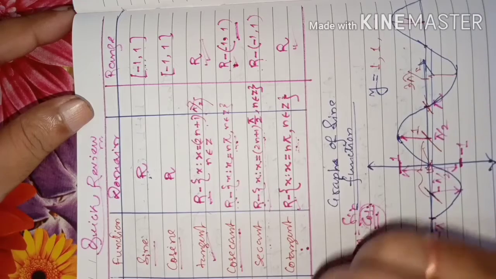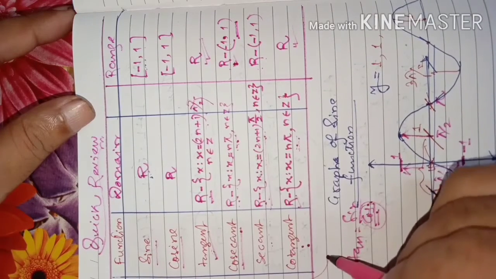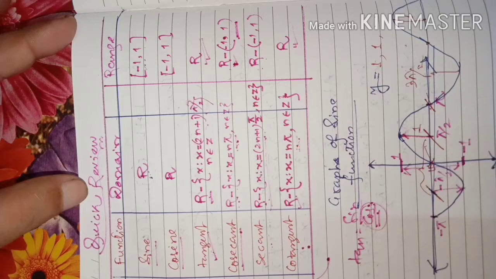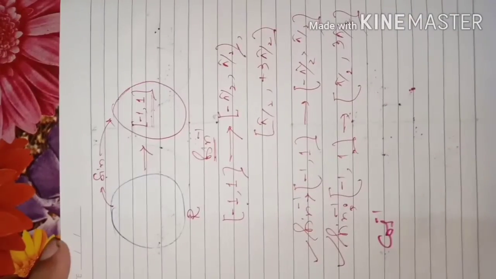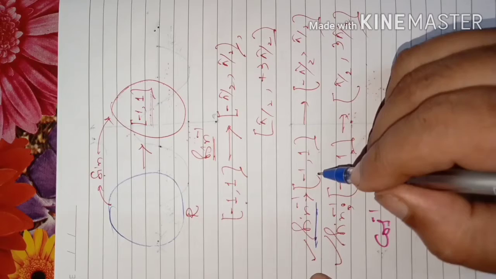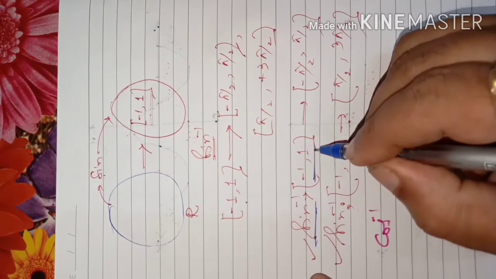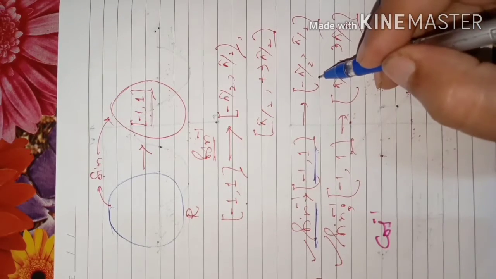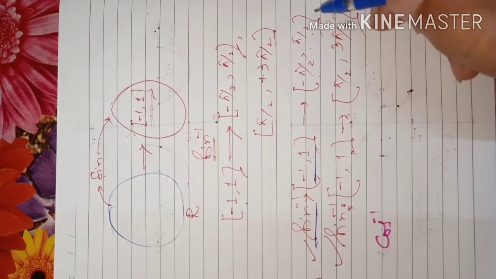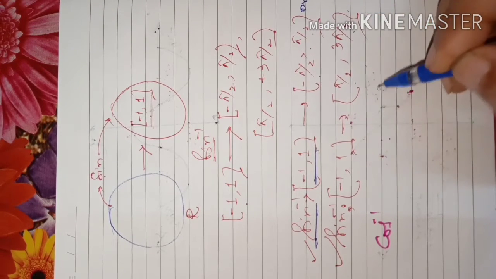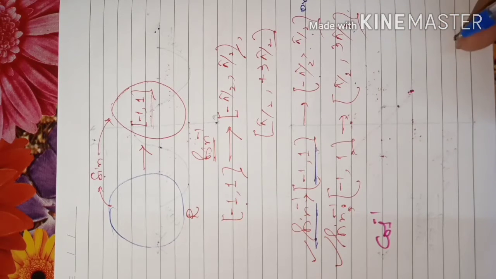So now students, this is about the trigonometric functions that we have learned in class 11. Now let us go to inverse trigonometric functions. So dear students, for sine inverse the domain is -1 to +1 in the closed interval, and the range is -π/2 to π/2, or you can say π/2 to 3π/2, or 3π/2 to 5π/2, that way.